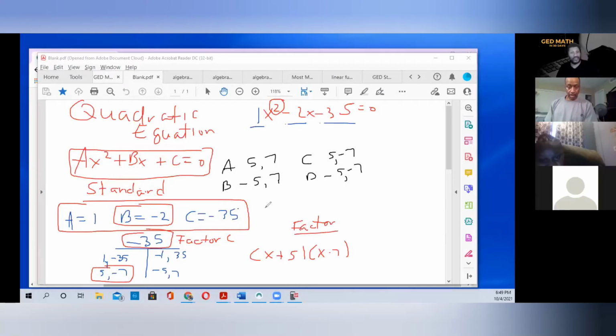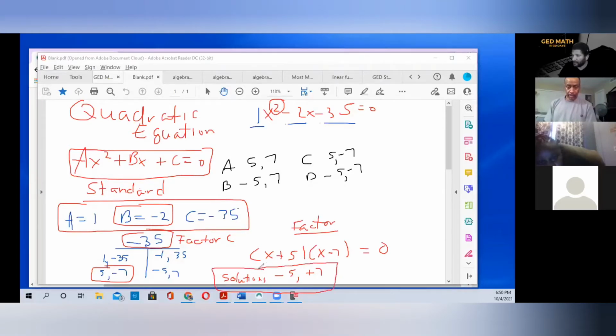Sometimes on the GED exam, they're going to ask you to factor the quadratic equation. In this case, they asked us to solve it. So what you have to remember is that this is equal to 0. The second thing you have to remember is that any number times 0 is 0. So the opposite of +5 is what? -5. The opposite of -7 is what? +7. So these are your two solutions to this quadratic equation.